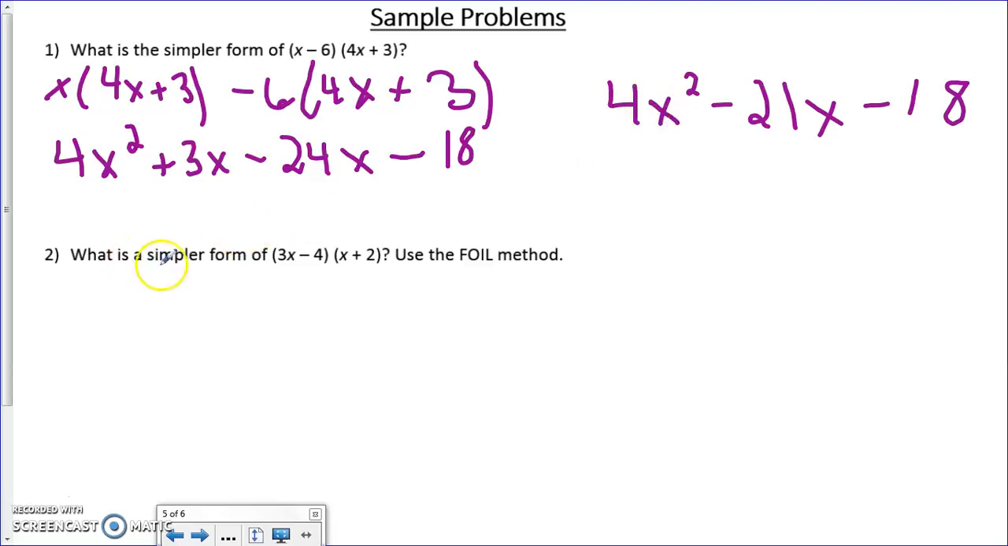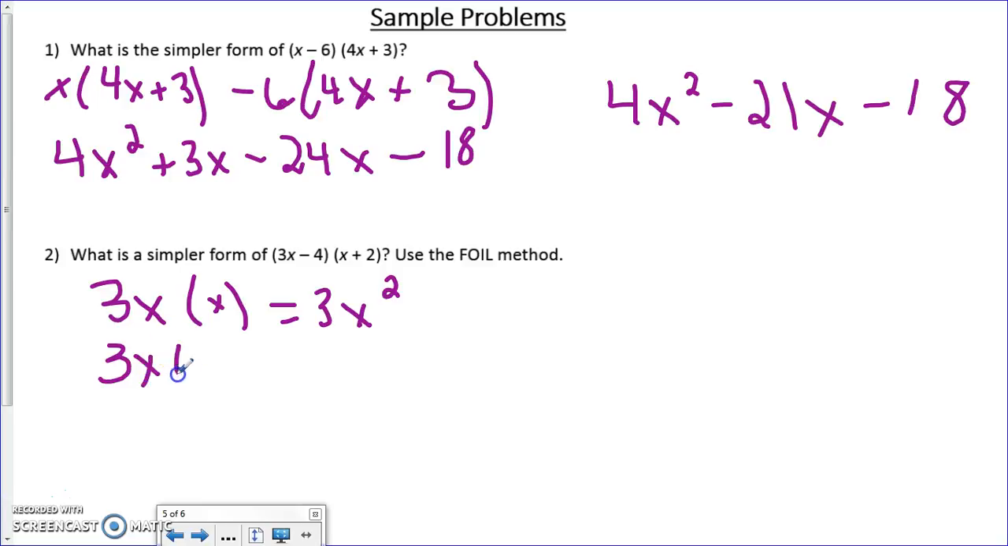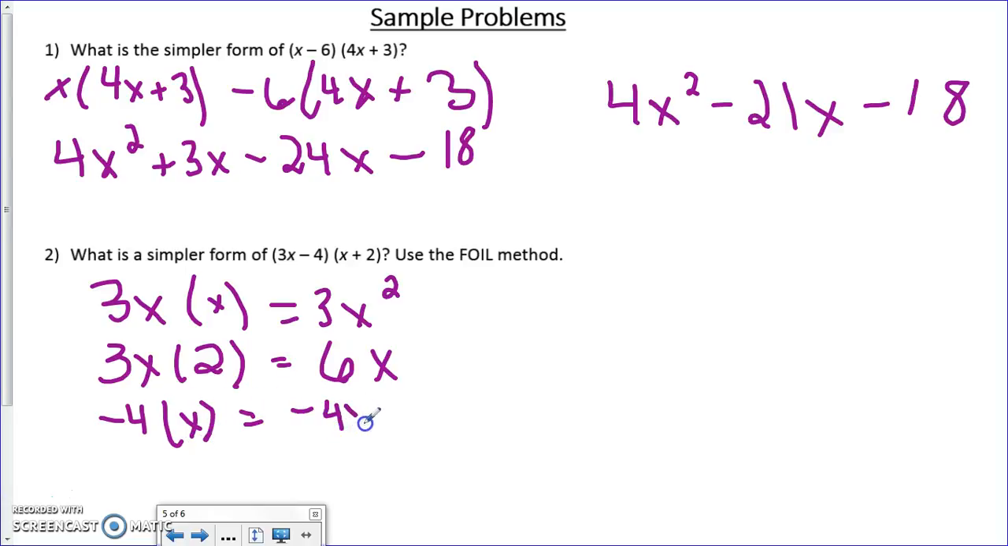Number 2, what is the simpler form of 3x minus 4 times x plus 2? We're going to use the FOIL method. So my first terms are 3x and x. So 3x times x is 3x squared. My outside terms are 3x times 2, positive 2. That gets me 6x. My inside terms, remember I told you be careful with your signs, negative 4 times x, that's negative 4x. And my last terms are negative 4 and positive 2, that gets me negative 8.